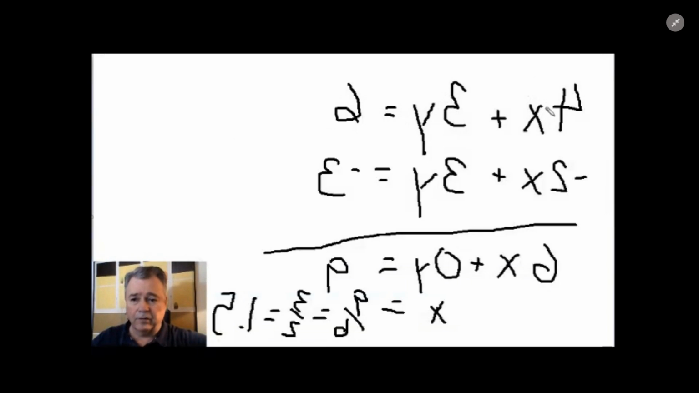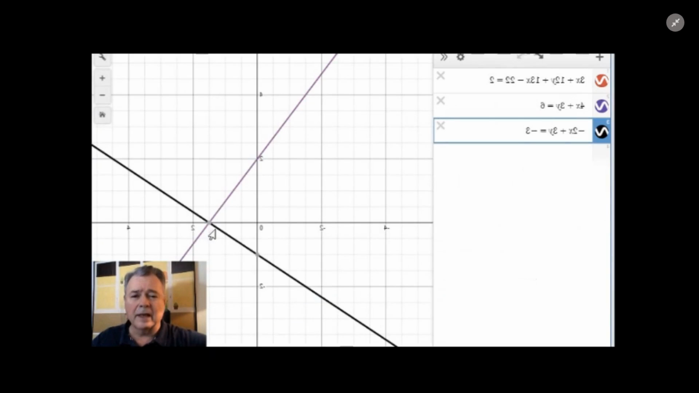For example, 4 times 1.5 is going to be 6. And if we subtract 6 from both sides, we get 3y equals 0. And that reveals to us that the value of y in the point of intersection is 0. The x value, remember, is 1.5. Let's look at the graph here. Yes, 1.5, 0 is the point of intersection.